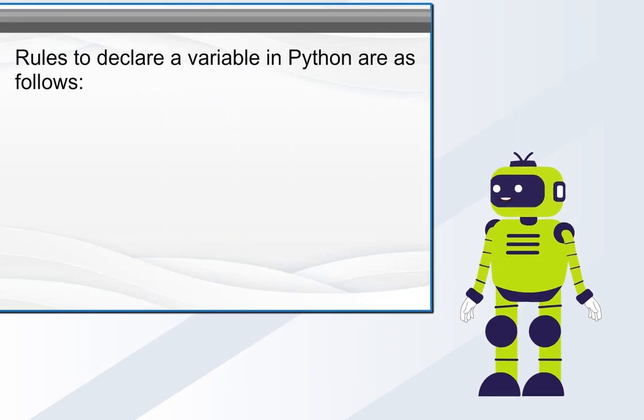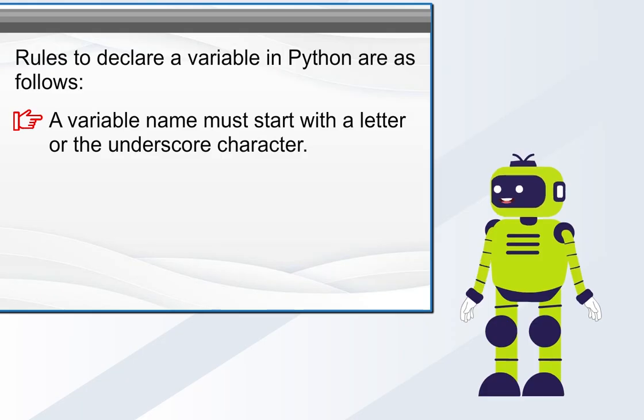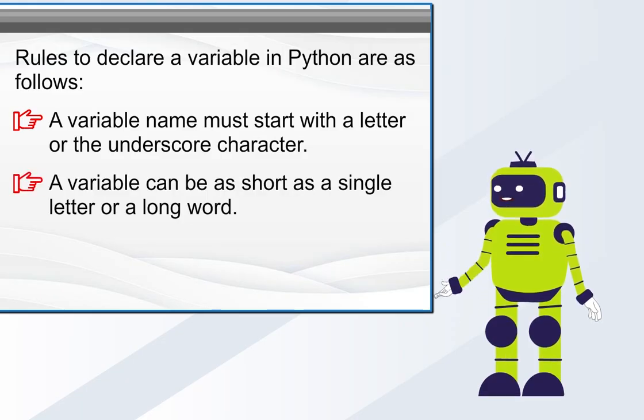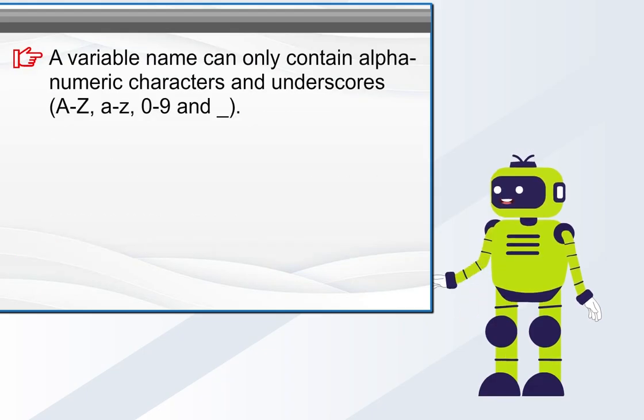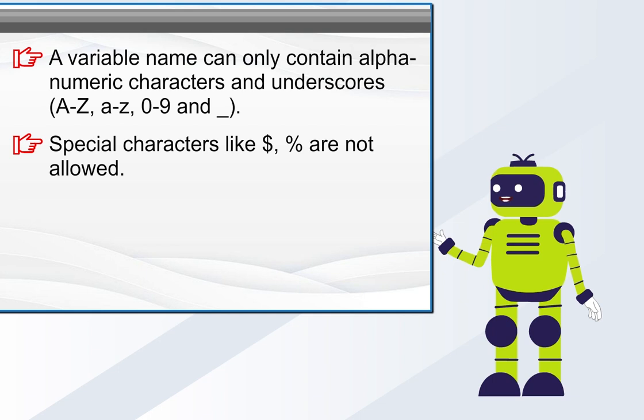Rules to declare a variable in Python are as follows. A variable name must start with a letter or the underscore character. A variable can be as short as a single letter or a long word. A variable name cannot start with a number. A variable name can only contain alphanumeric characters and underscores, A to Z, 0 to 9 and underscore. Special characters like dollar, percent are not allowed.